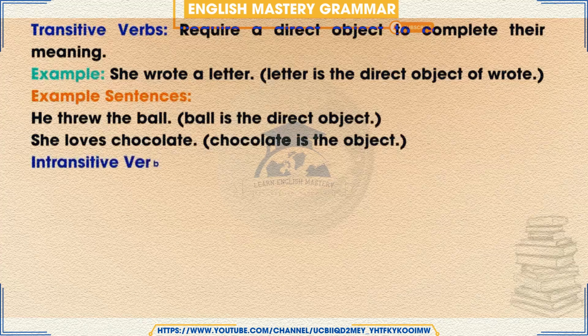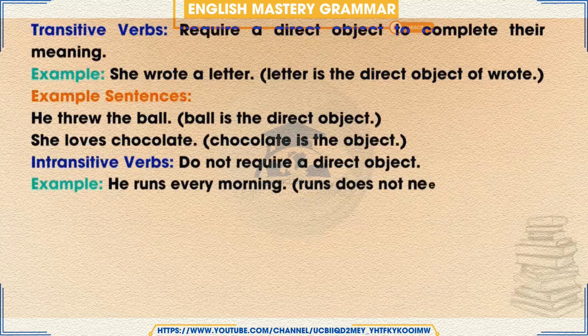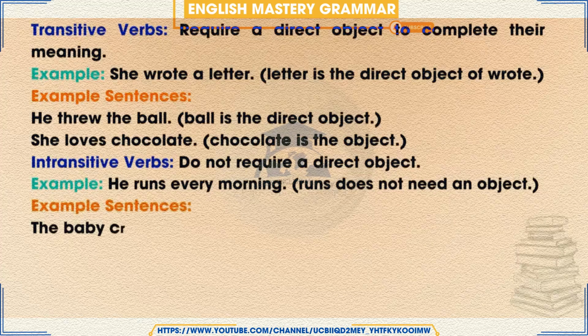Intransitive verbs do not require a direct object. Example: He runs every morning. Runs does not need an object. Example sentences: The baby cried. The sun rises in the east.